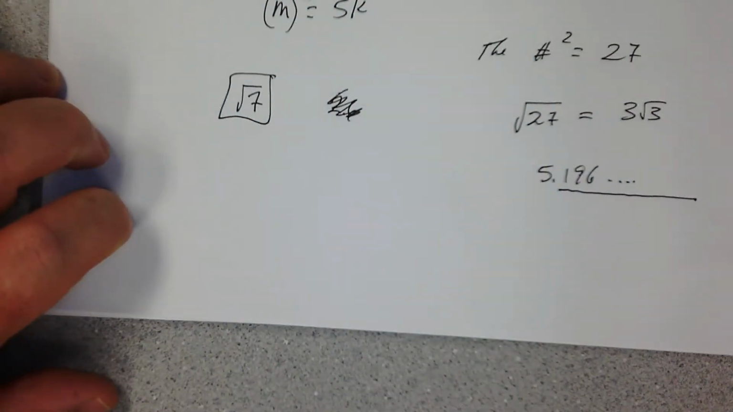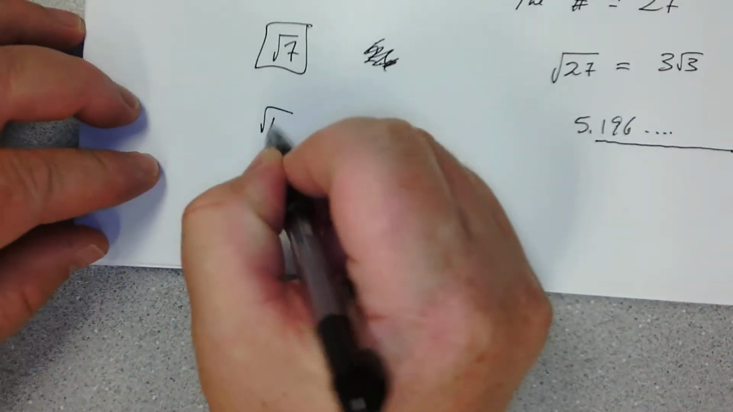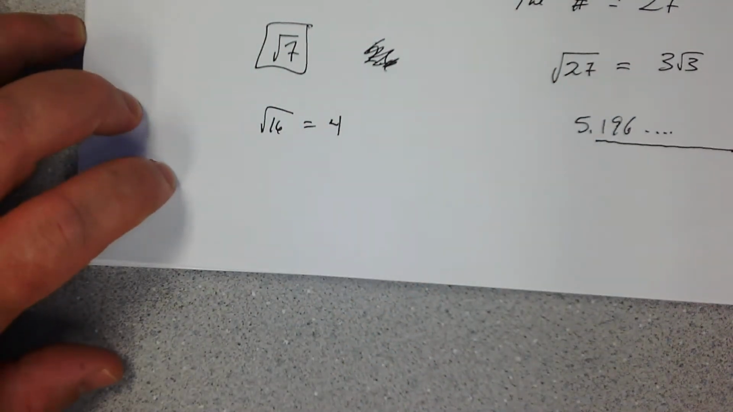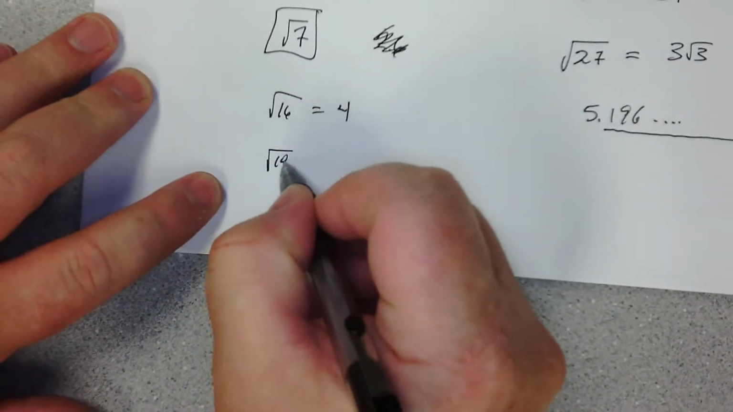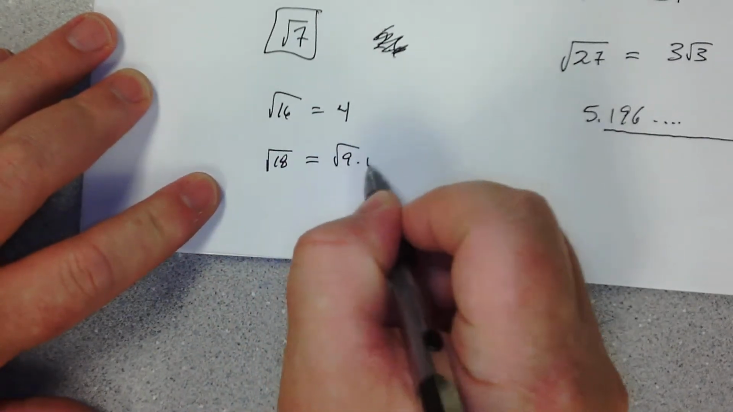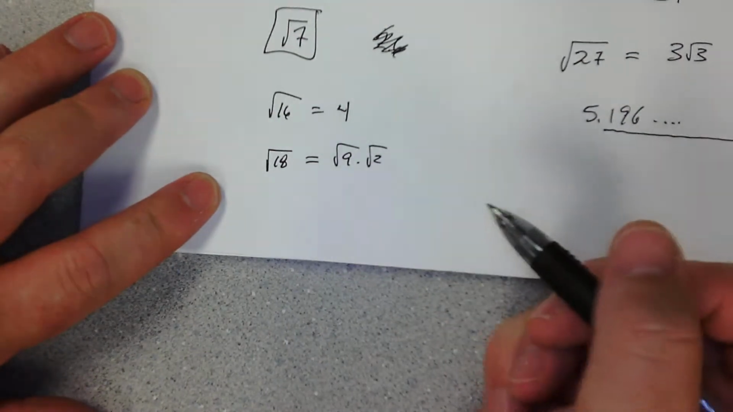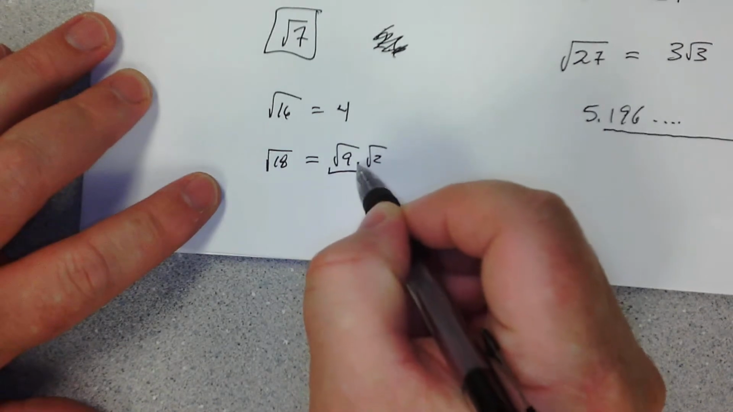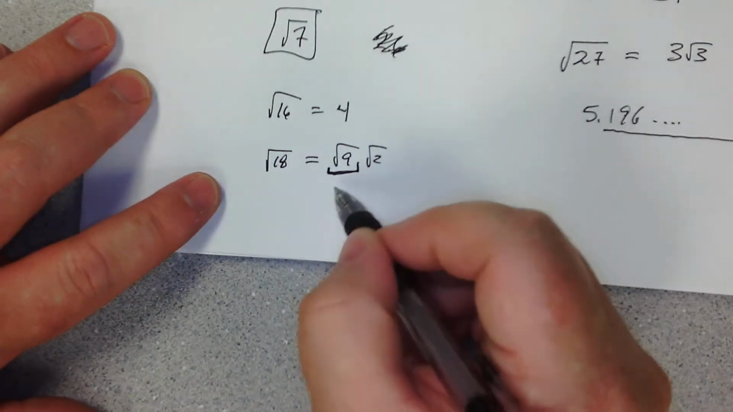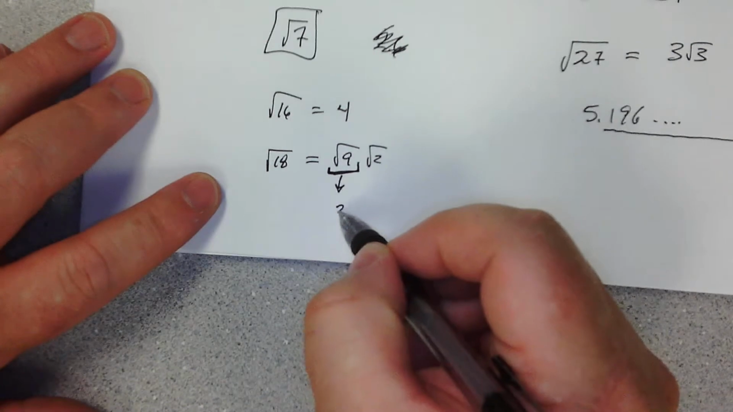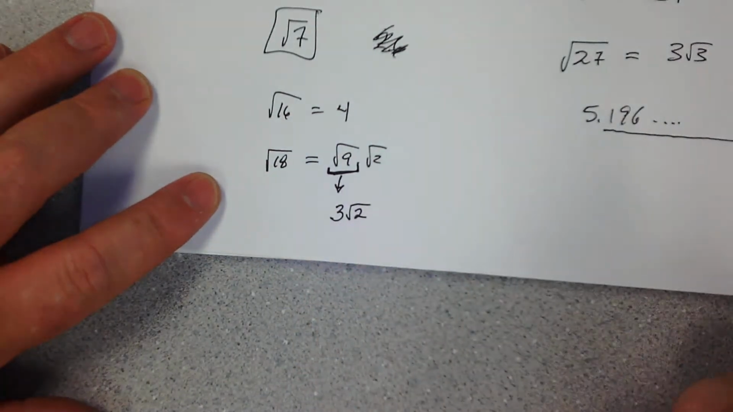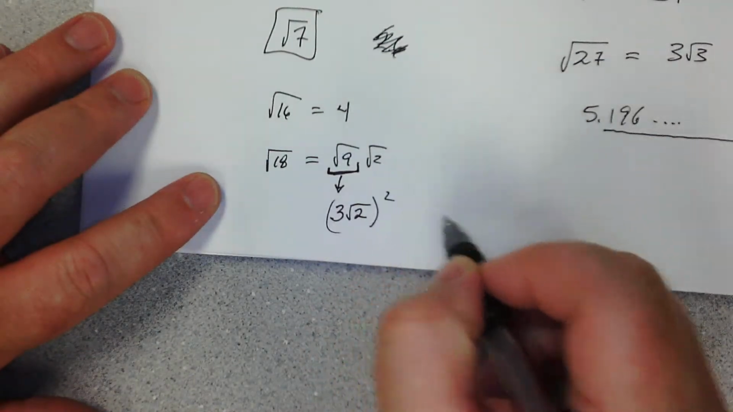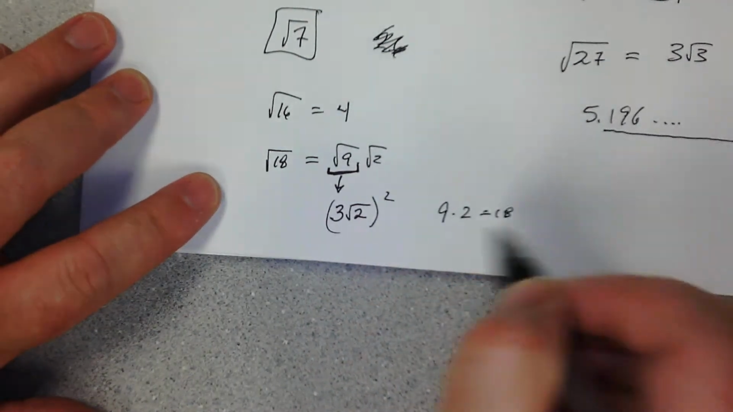All right. Simplifying the square root of 16. The square root of 16 simplified is 4, right? Next up, the square root of 18. Since 18 is 9 times 2, the square root of 18 is the square root of 9 times the square root of 2. This number squared is equal to 9. Is there another number squared that equals 9? Yeah, 3. So the square root of 18 is equal to 3 times the square root of 2. And the reason that's true is because you can square it and you get 9 times 2, which is 18.